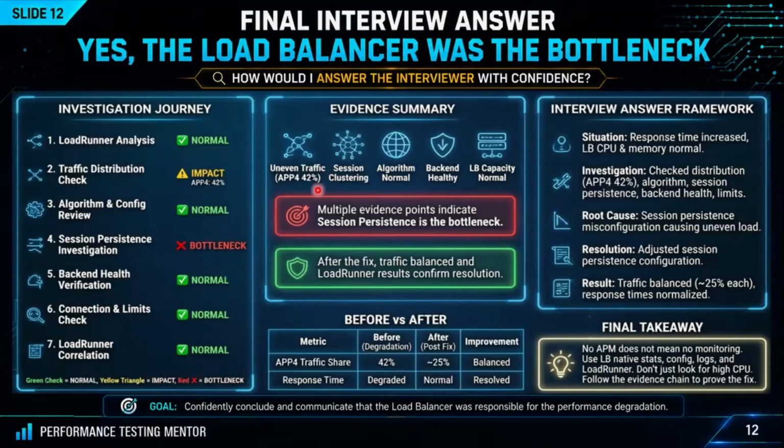So my root cause hypothesis is session persistence is causing an uneven distribution of the performance test workload, making App4 the hotspot. I then make the appropriate configuration change and run a comparable LoadRunner test again. If the traffic becomes more balanced, App4's response time improves, and the overall performance problem is resolved, I have strong evidence that the session persistence behavior was the root cause. That's how I would investigate a load balancer performance problem in a real performance testing interview.